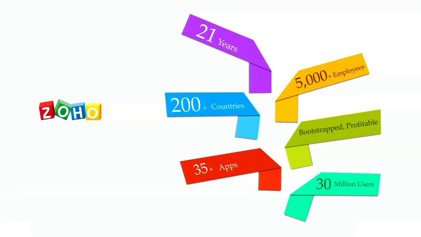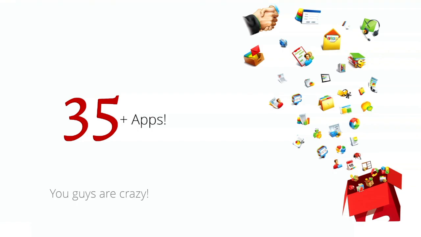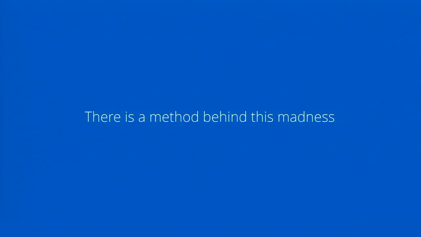And here we are with over 35 applications, one of the broadest suites that you see in the market. Whenever we talk about these 35 applications, people look at it and say, you guys are crazy. Because when you look at a particular market, you typically see vendors offering one product. When you see 35 applications offered by one company, it's unusual. And there is a reason behind this madness, and there is a method behind this madness. That is something that I want to talk about in this session.